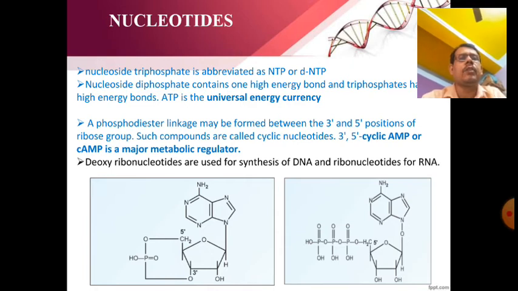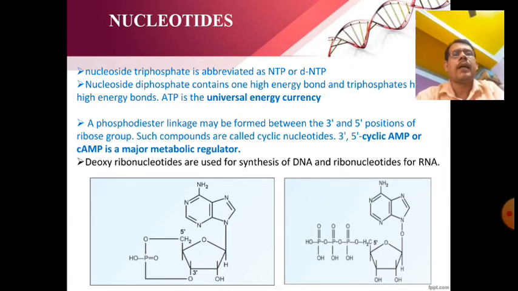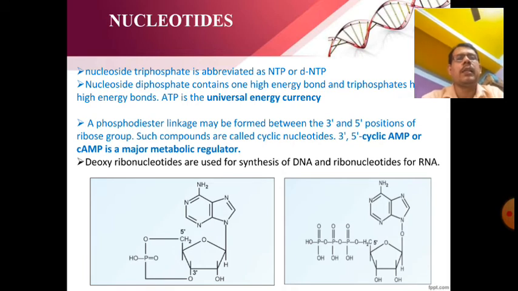The nucleotide triphosphates are abbreviated as NTP or dNTP. NTPs are the components of RNA, and dNTPs of DNA. The nucleotide diphosphates and triphosphates contain high energy bonds, and ATP is the universal energy currency.